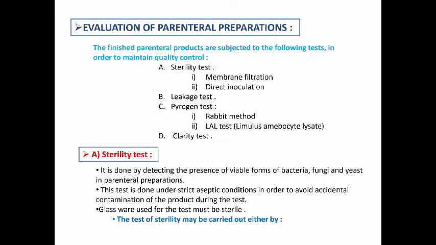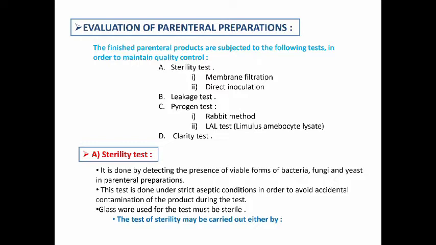Evaluation of parenteral preparations. The finished parenteral products are subjected to the following tests in order to maintain quality control. First is sterility test, in that membrane filtration and direct inoculation. Second is leakage test. Third is pyrogen test, in that rabbit method and LAL test. And fourth is clarity test. First we see the sterility test.